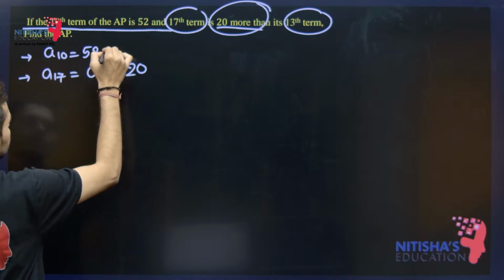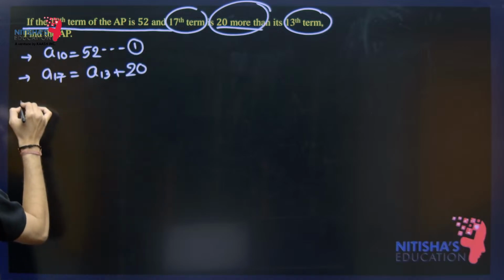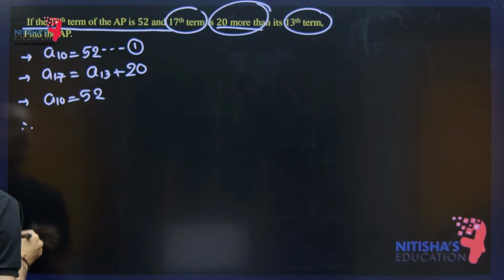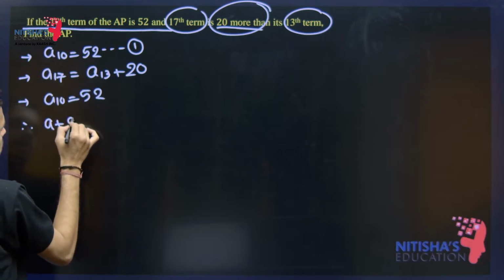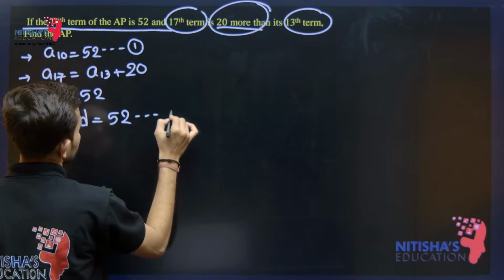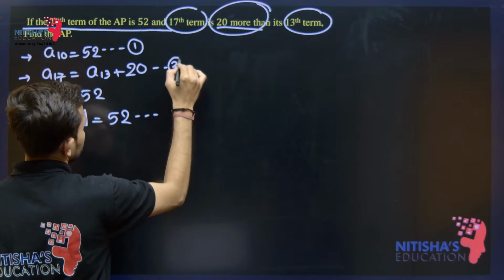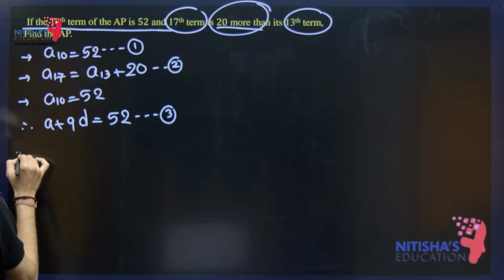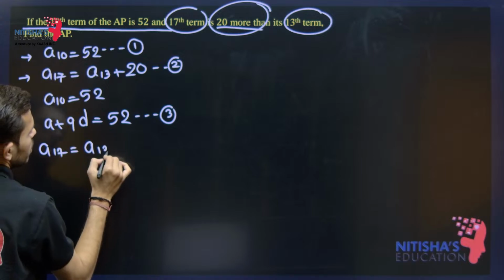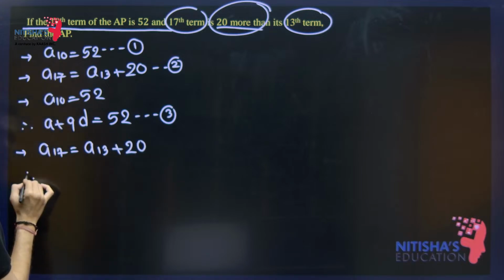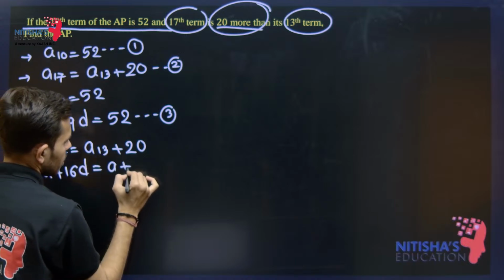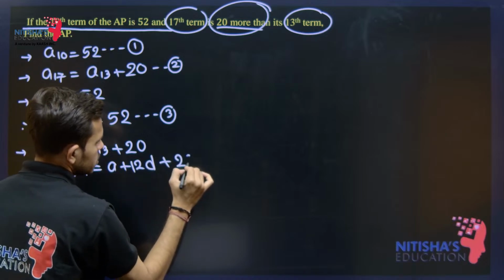Now let's use the first equation. A10 is equal to 52, we can write A10 as A plus 9D is equal to 52, right? This is our equation number 3. Now let's use equation 2, which is A17 is equal to A13 plus 20. A17 is A plus 16D, A13 is A plus 12D, plus 20.